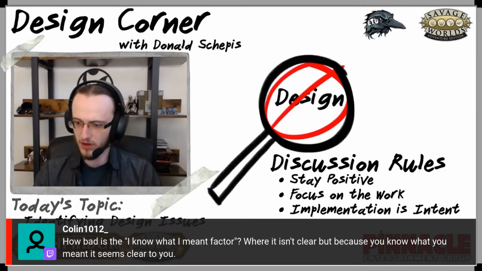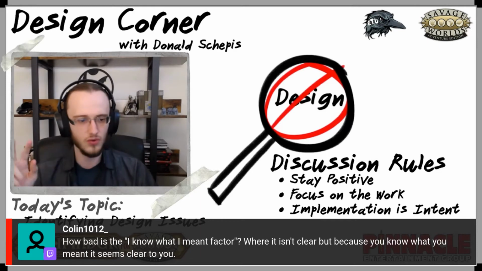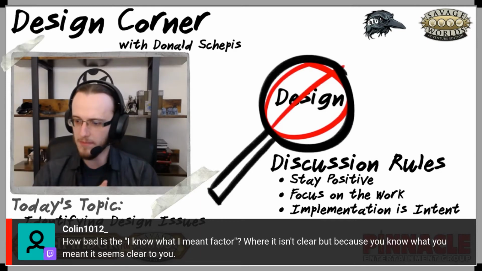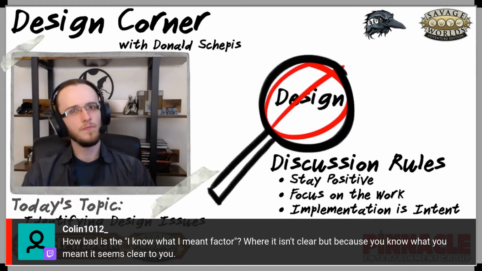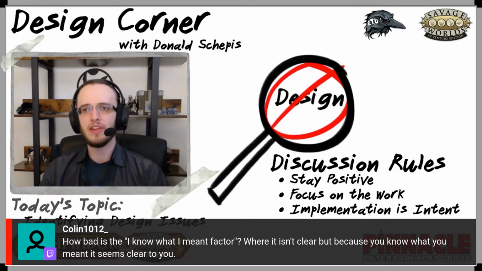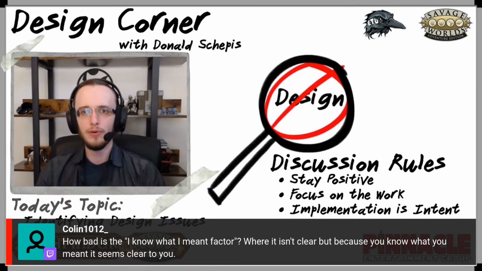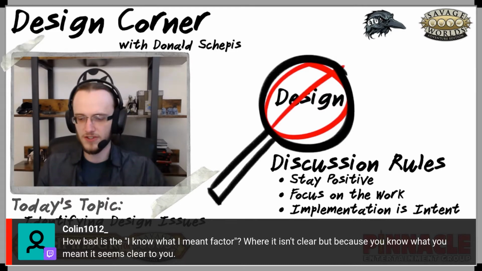So Colin 1012 asked a question, how bad is the, quote, I know what I meant factor, end quote, where it isn't clear, but because you know what you meant, it seems clear to you. So that is something that is largely an element of experience, but it is also an element of explanation. And it's for two reasons.